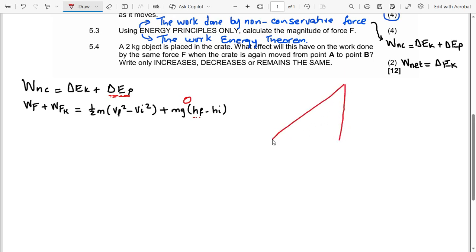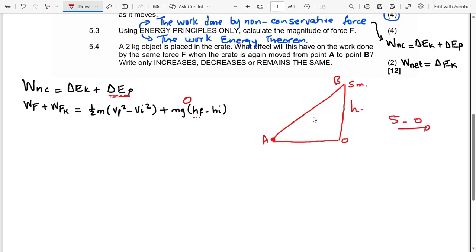So you can see that if it starts on an incline, and this is point A, this is point B. If it starts from point B, it goes up, and they tell you that this is the height. So it starts at the ground, which is 0. Maybe it goes to 5 meters. So you can see that H final is 5 minus H initial, which is 0.